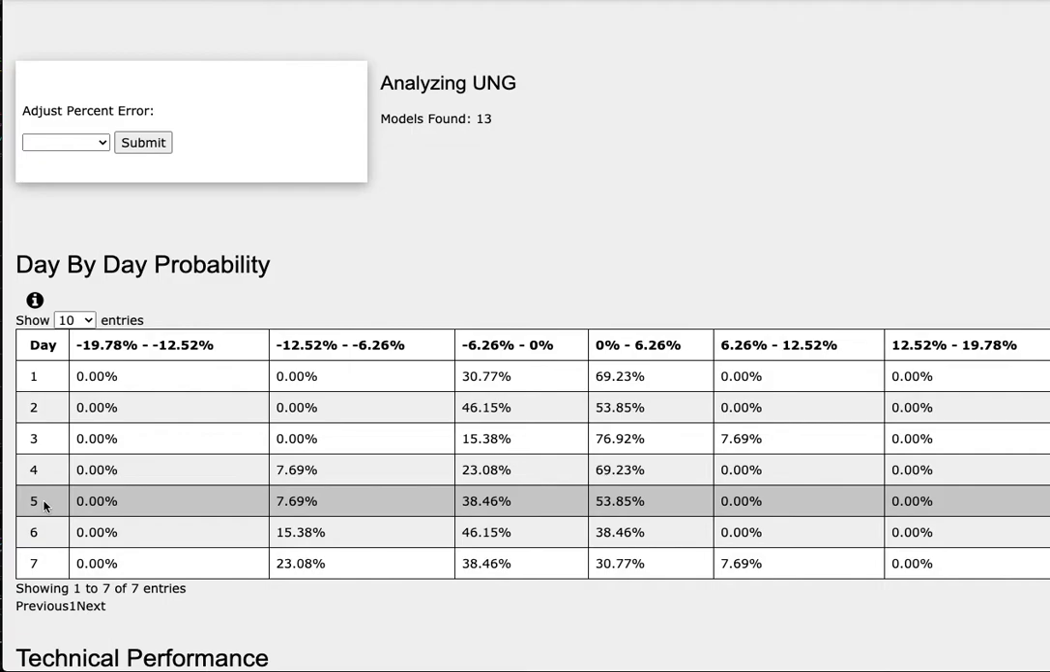As we progress to the 5th day or week of trading, we have a 54% chance for it to climb between 0 to 6.3%. To the downside, we have a 38% chance for it to fall between 0 to negative 6.3%, and a 7.7% chance to fall between negative 6.3% to negative 12.5%.